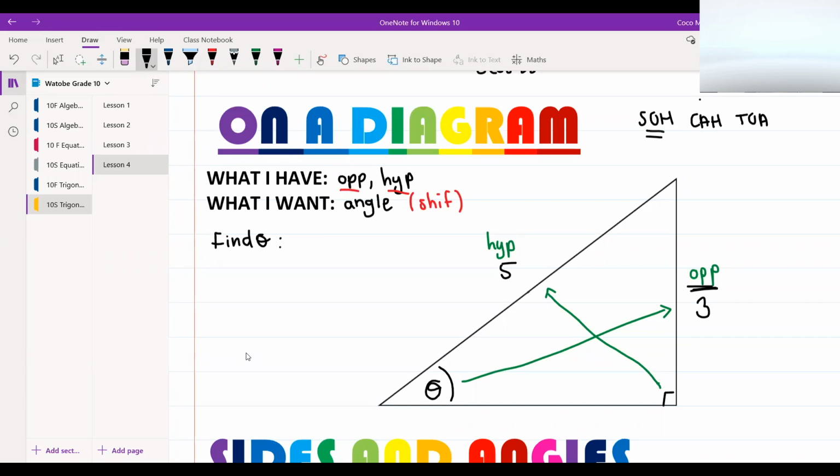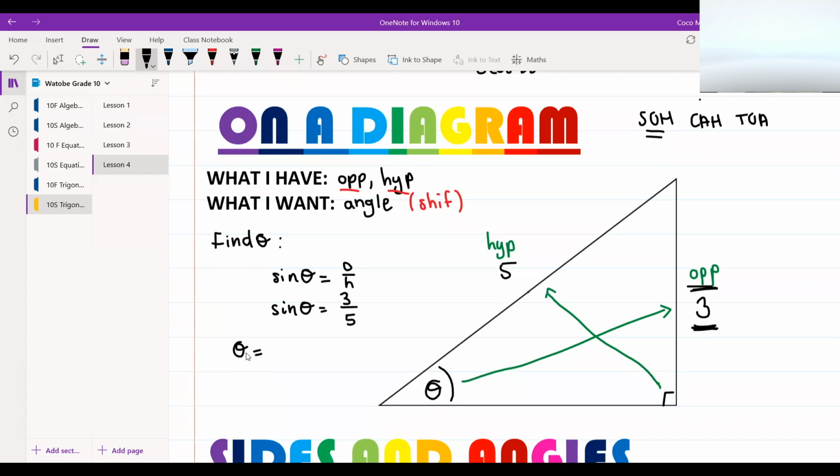So if I write this out, I'm going to go sine of theta is equal to opposite over hypotenuse. But I'm actually looking for my angle today. So I'm going to click on my calculator. Sine theta is equal to, how much is my opposite side? 3. Good. 3 over, how much is my hypotenuse? 5. Good.